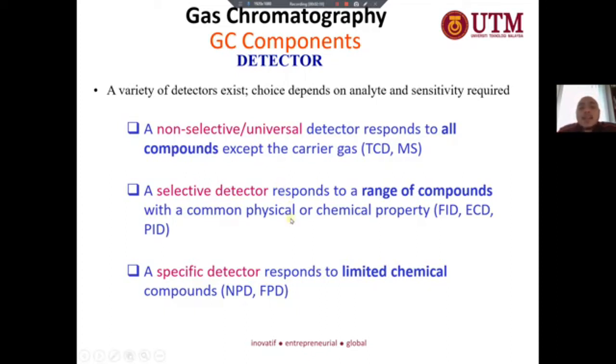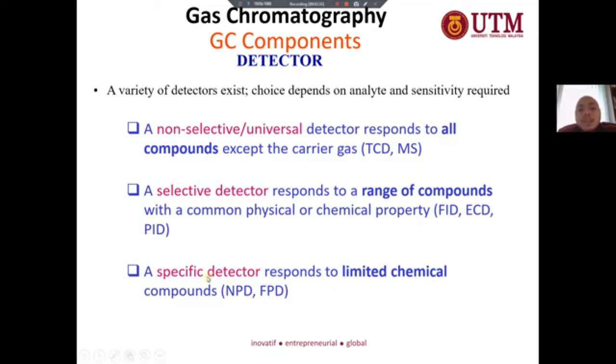Okay, then we have the selective detector. Selective detector can respond to the range of compounds. For example, the FID is useful for hydrocarbons. The ECD is good for the halogenated compounds. PID is the compound that containing phosphorus.